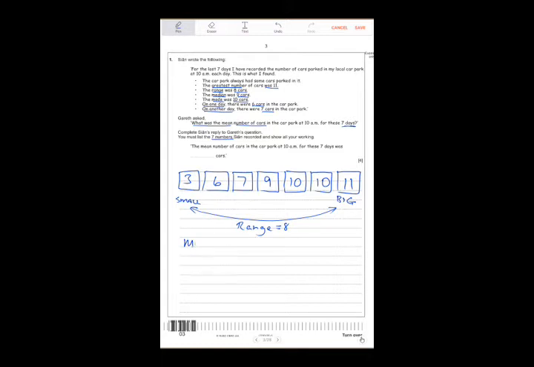So the mean is the total of all those numbers. So 3 plus 6 plus 7 plus 9 plus 10 plus 10 plus 11, all divided by 7 numbers. That comes to 56, if you add that up carefully, and 56 divided by 7 is of course 8, because 7 eights are 56. Now let's finish off the question. The mean number of cars in the car park at 10 AM for these 7 days was 8 cars. And that's how you do that question.